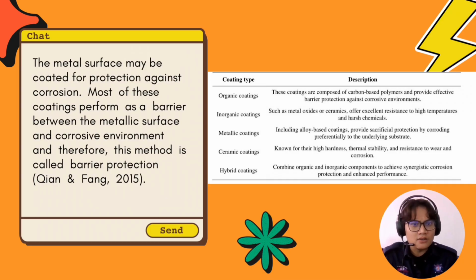Metallic coatings, including alloy-based coatings, provide sacrificial protection by corroding preferentially to the underlying substrate. The fourth one is ceramic coatings, known for their high hardness, thermal stability, and resistance to wear and corrosion. The last one is hybrid coatings, which combine organic and inorganic components to achieve synergistic corrosion protection and enhanced performance.